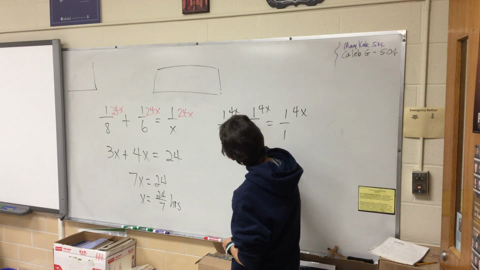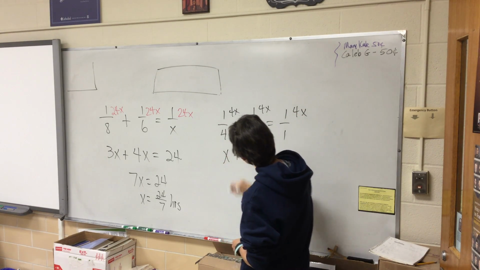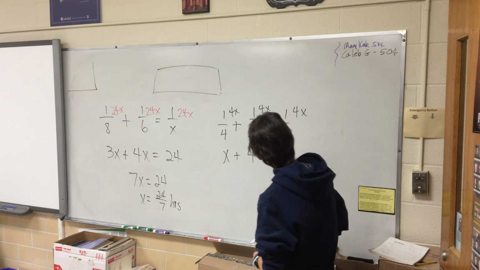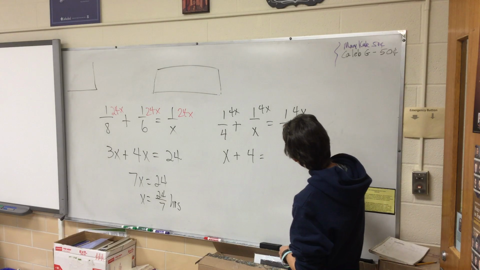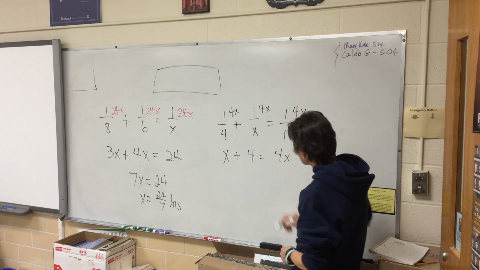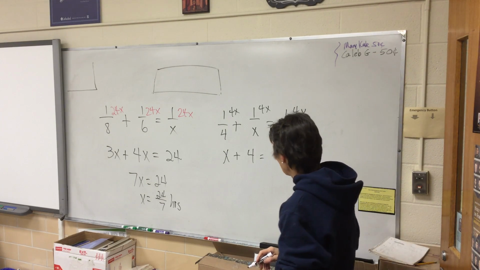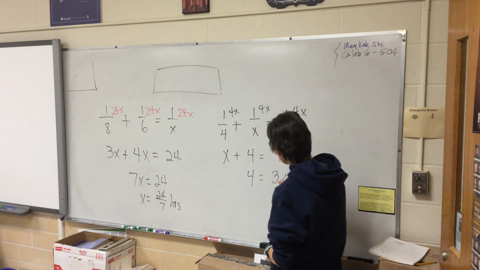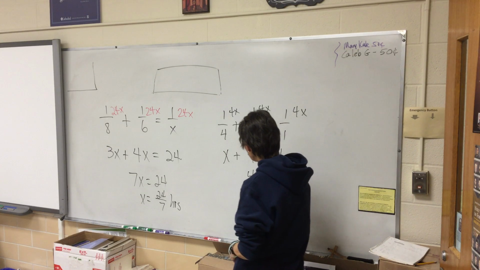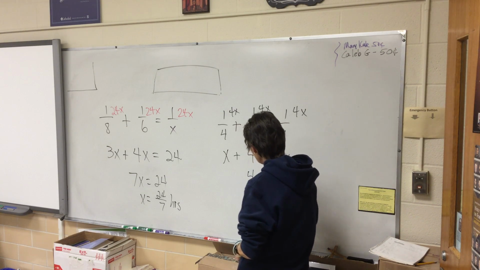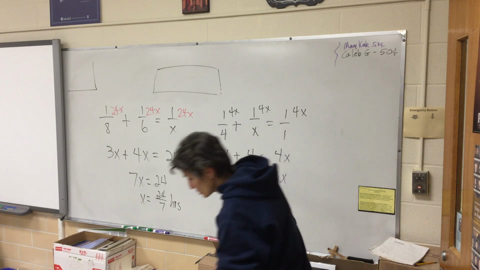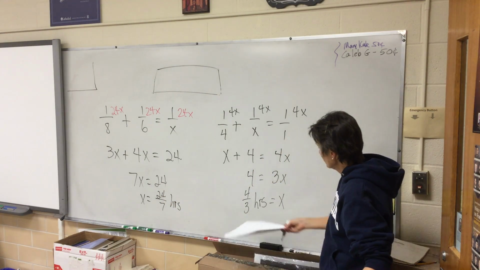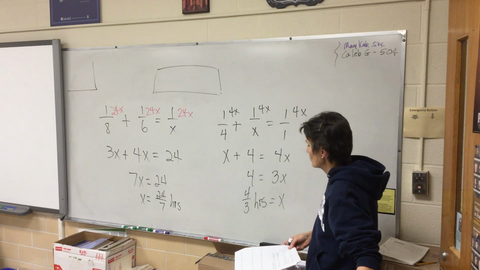4 over 4, that's going to disappear and leave me with just x. The x's are going to disappear and leave me with 4. And nothing really cancels here, so I have 4x. So 4 equals 3x, and x equals 4/3 hours. So how long does it take Erin alone? It takes her 4/3 hours, 1 1/3 hours.